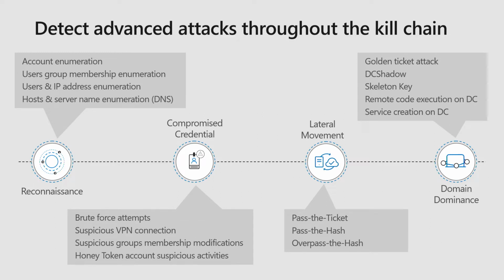So from a reconnaissance phase, when the attacker is just getting into your environment, they're looking for users, they're looking for IP addresses. There are known techniques to do this reconnaissance, and when we see this, when we see unusual behaviour, we'll alert you. So that's very early in the kill chain, and that's where you ideally want to find your attackers before they do anything.